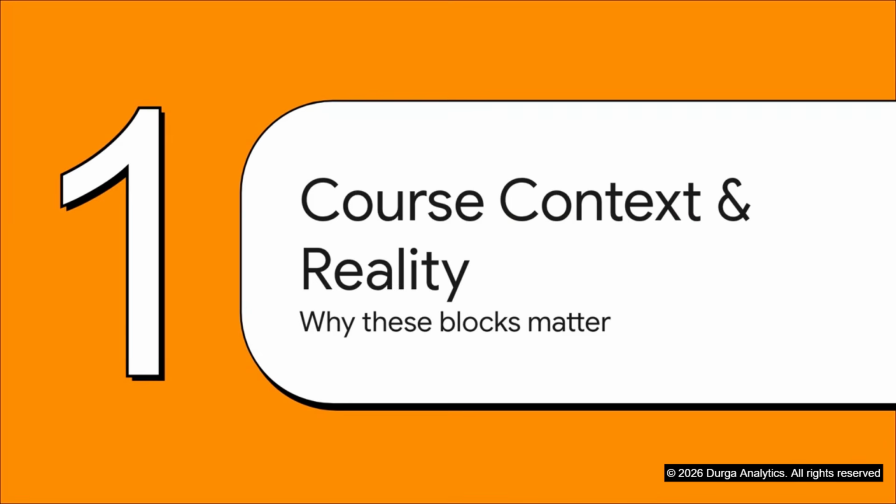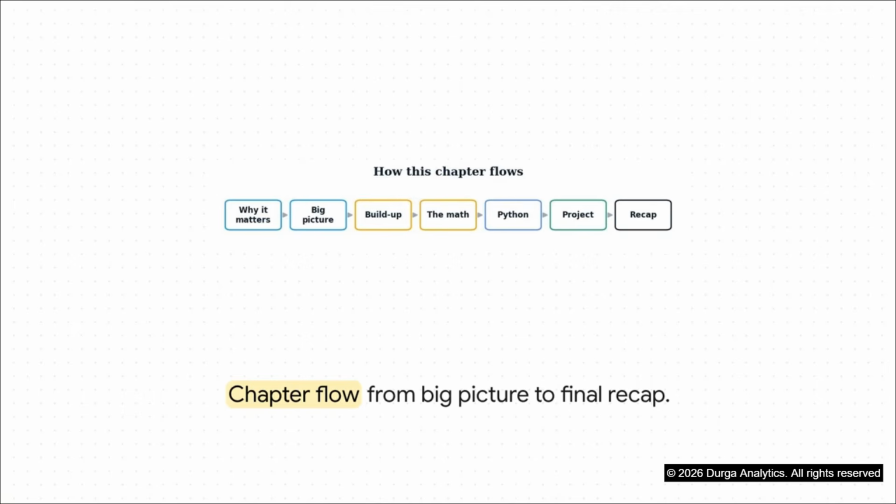Okay, starting right off with Section 1, Course Context and Desk Reality. As a quant, your absolute primary job is usually computing profit and loss over many, many days. To get there, we strictly follow a logical progression. We always move from understanding why a problem matters straight to the big picture. Then we build up the tools, understand the underlying math, execute the Python code, apply it to a real desk project, and finally recap. We literally build your foundation brick by brick.